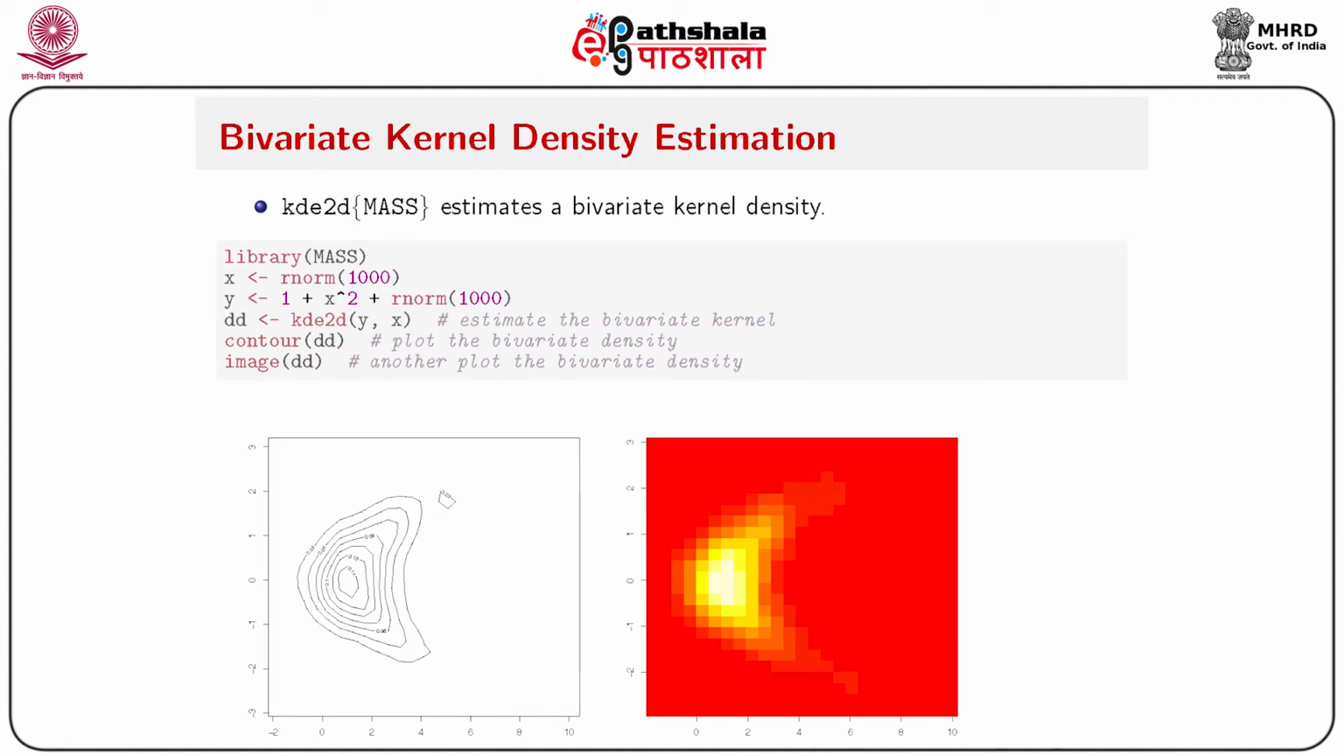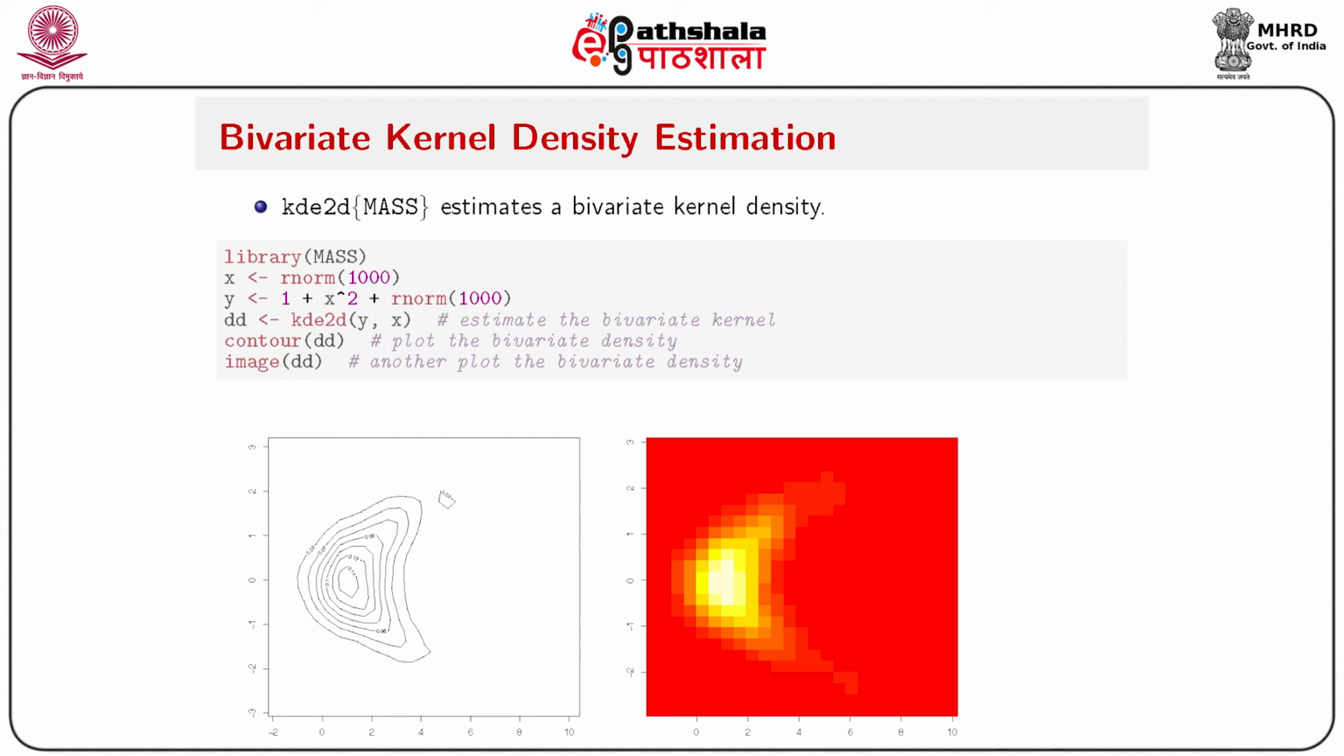The bivariate kernel density can also be plotted. kde2d estimates a bivariate kernel density, and this is from the MASS package, so you have to load the MASS package. For example, for a bivariate distribution, say x is generated from the standard normal and y is 1 plus x squared plus rnorm(1000). Then d equals kde2d(x, y) will give you the bivariate density function, and that can be plotted.